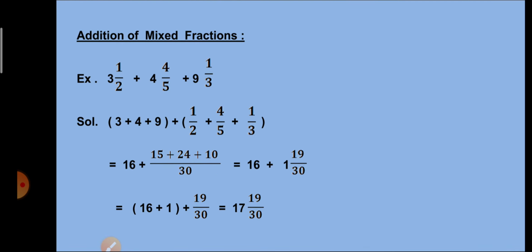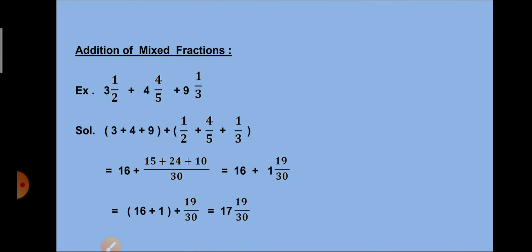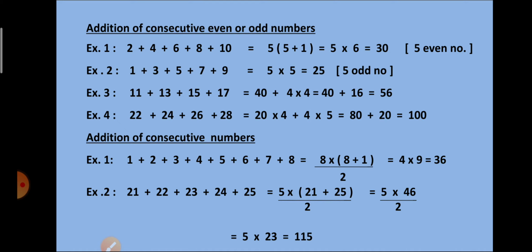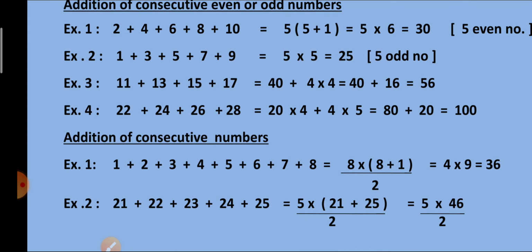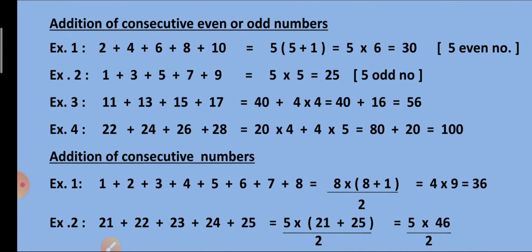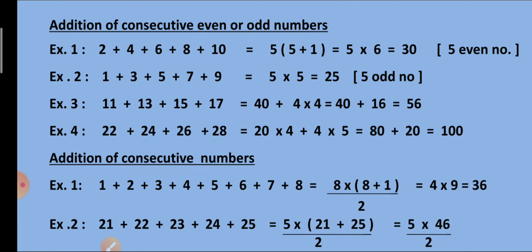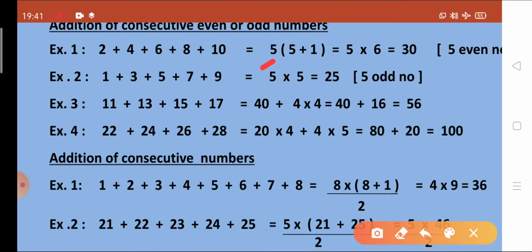Okay, let's go to the other type. Addition of consecutive even or odd numbers. This is the most interesting part, you will come to know. If you have an addition of consecutive even or odd numbers, let's take, if you have the numbers 2, 4, 6, 8, 10. How many numbers are there? You can see 1, 2, 3, 4, 5 numbers are there. So simply what you do, just write 5. You write 5 over here and add 5 plus 1 in a bracket. That becomes 6. 5 times 6 is 30. This is the answer.